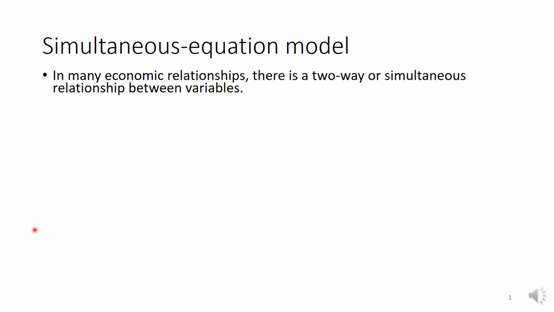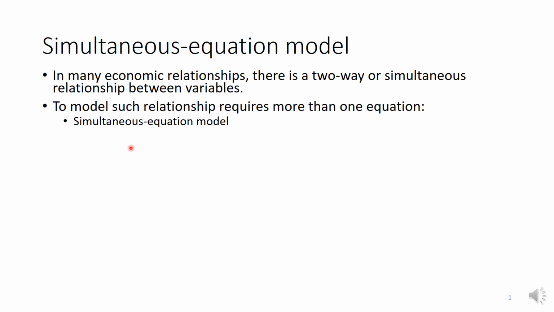Now we find that in many economic relationships, there is a two-way or simultaneous relationship between variables. Unlike the examples that we have seen previously, where the relationship between the variables would be just one way, the explanatory variables affecting the dependent variable, in many other cases the relationship between the variables is a two-way relationship. So to model such a relationship, it would require more than one equation, and this all will be under what we call the simultaneous equation model.